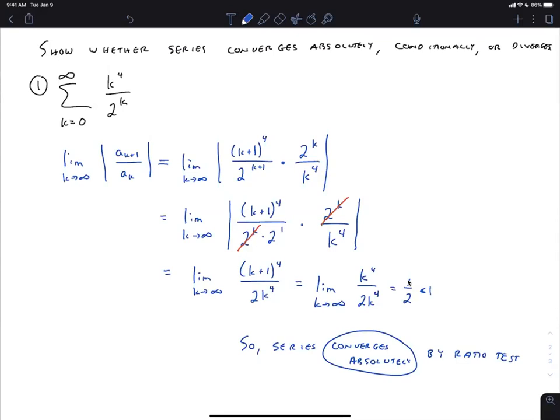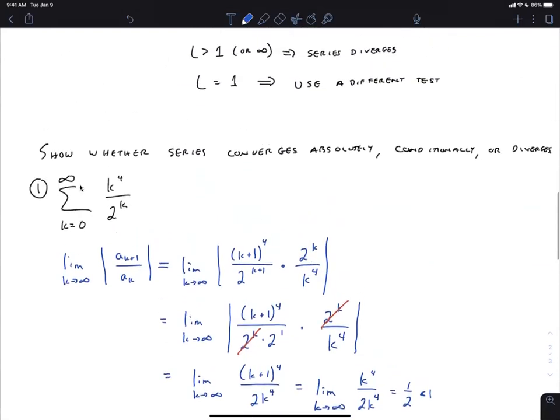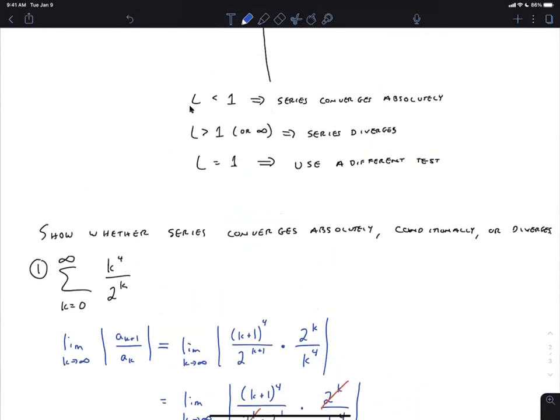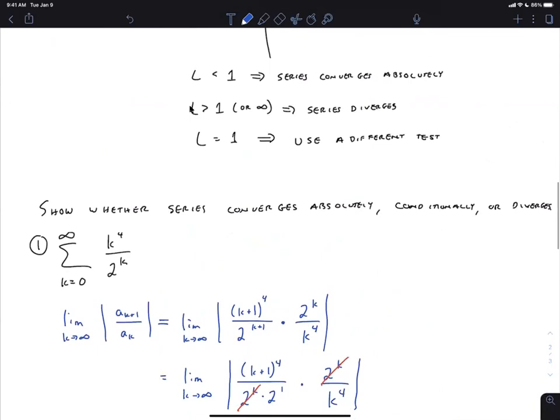What type of series do you multiply by the same thing every time in? A geometric series. Yeah. So this series itself is not a geometric series, but as k goes to infinity, it's like a geometric series because you're multiplying by 1/2 every time. So in the long run, it behaves just like a geometric series. Well, then this L value is like the thing you're multiplying by. That's like the common ratio.